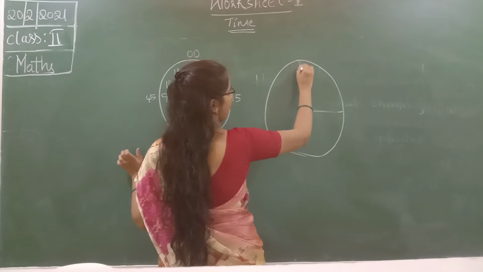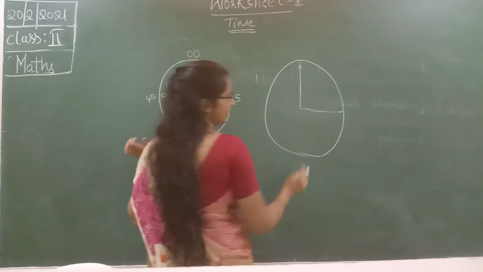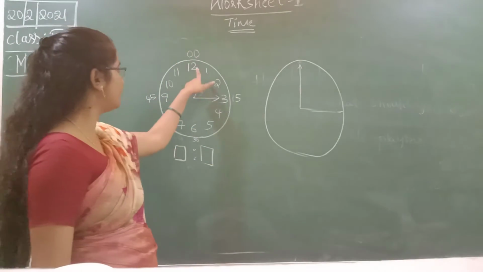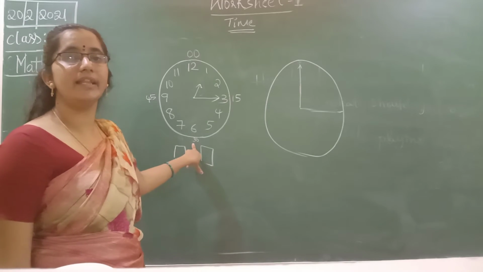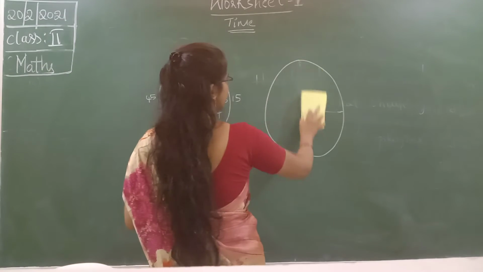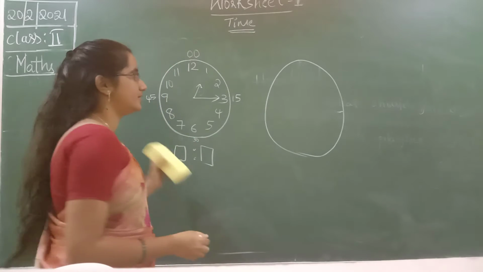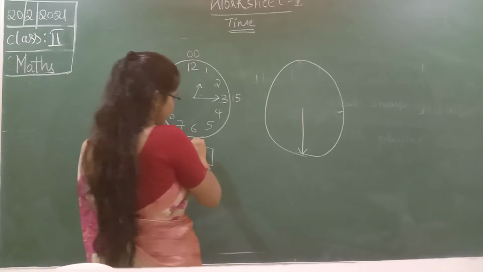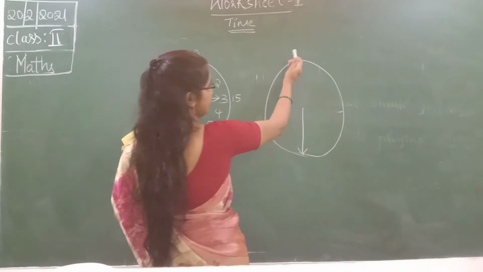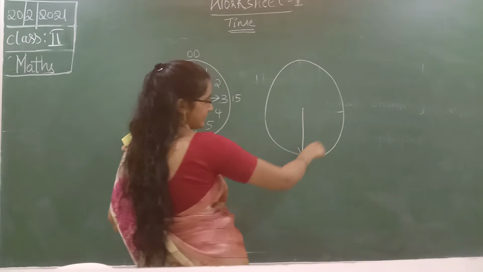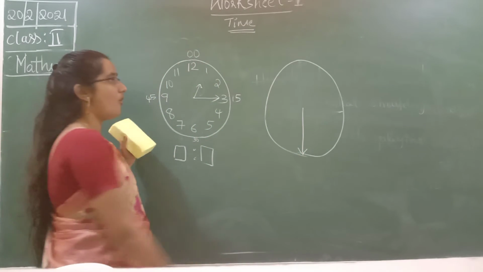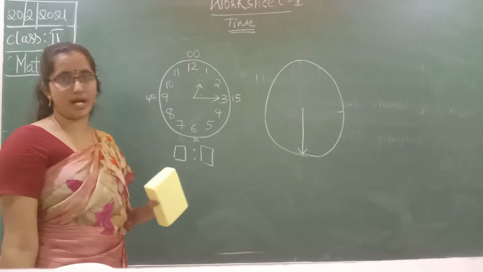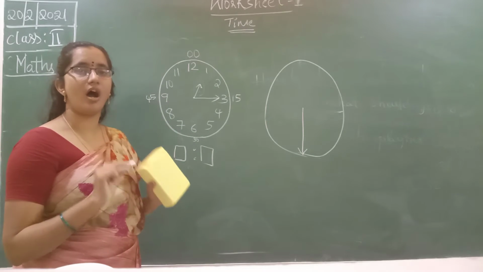If this minute hand travels from 12 to here, that is half past. From here to here, that is 6. That is half of this clock. The minute hand has travelled half of the clock. So that is half past. We will write it as half past.